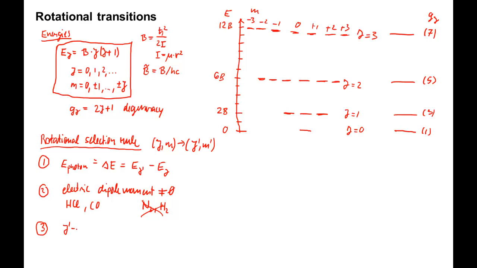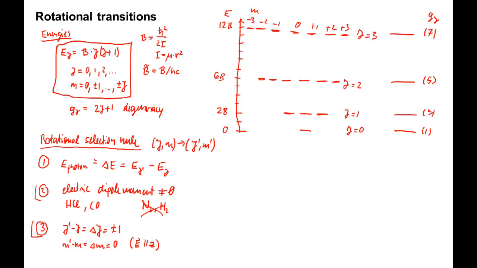So J prime minus J, which is also denoted as delta J, has to be equal to plus minus 1. In addition, the change in the quantum number M has to be 0. M prime minus M equals delta M equals 0. This holds only if the electric field component of the incident light is parallel to the z direction. Transitions that fulfill these 3 conditions are called allowed transitions. Conditions 2 and 3 stem from the requirement that the transition dipole moment has to be non-zero.